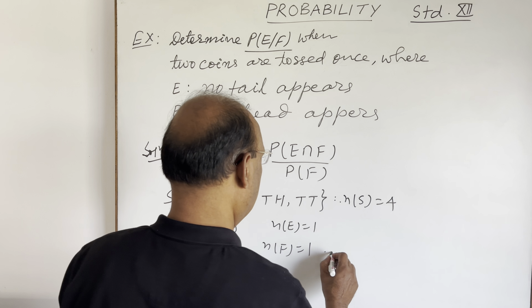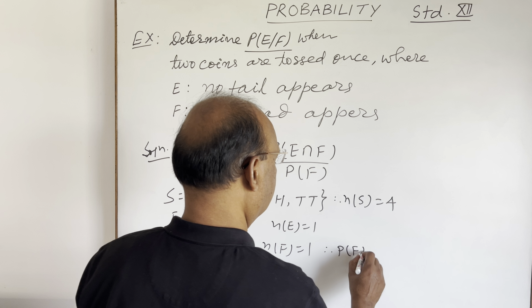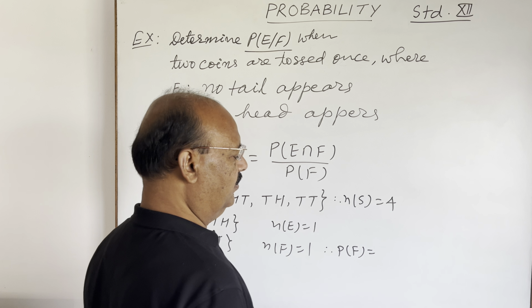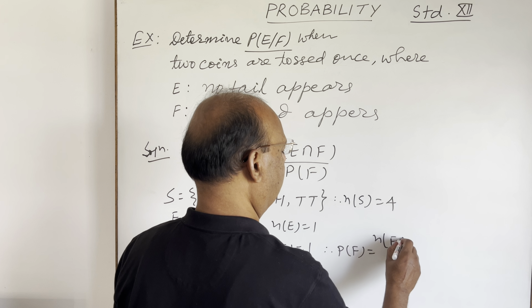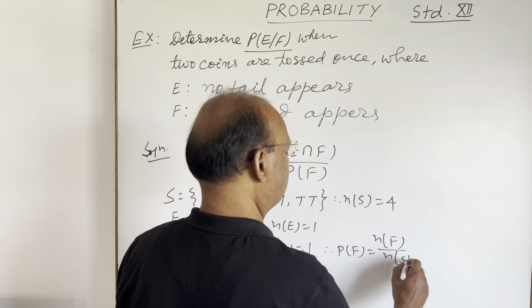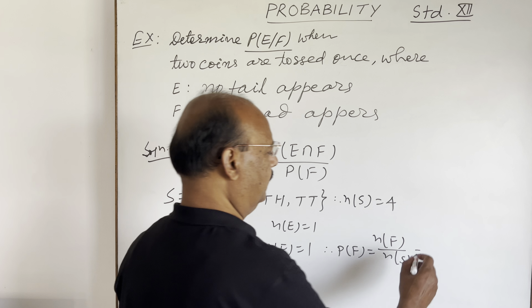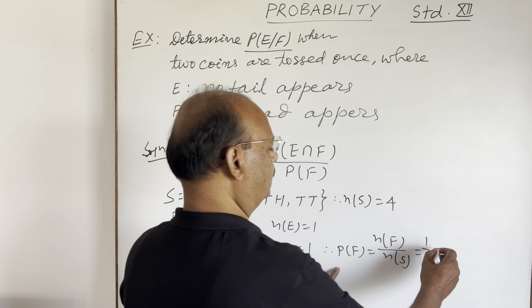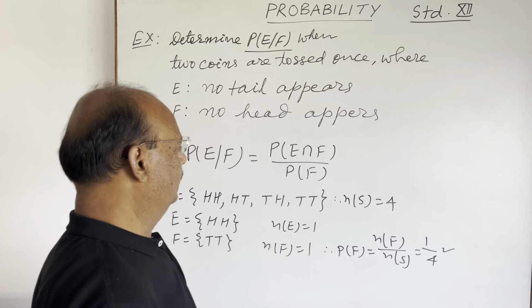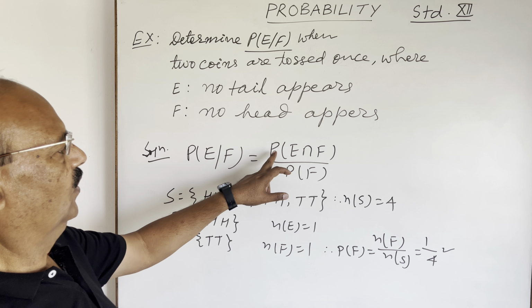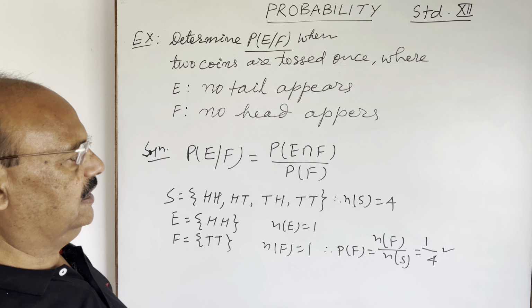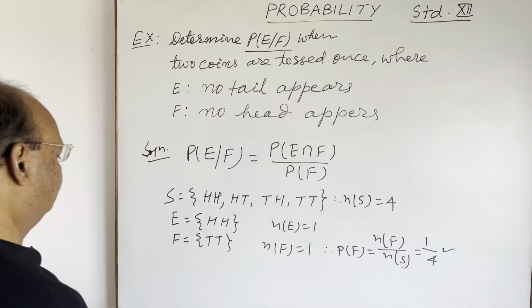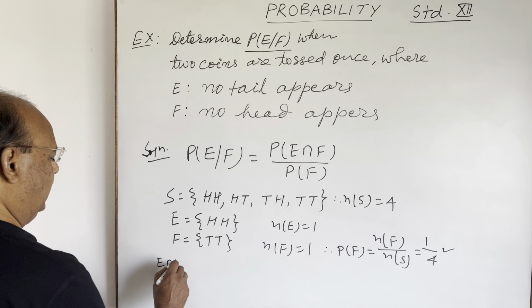And what will be the value of the probability of F? The formula will be n(F) divided by n(S). Here n(F) is 1 and n(S) is 4. So this is the probability of F, P(F). Here we need to find out the probability of E intersection F also. So let us first of all find out E intersection F.